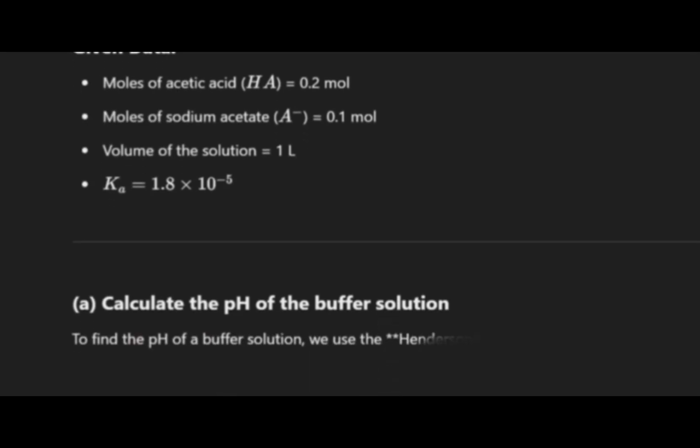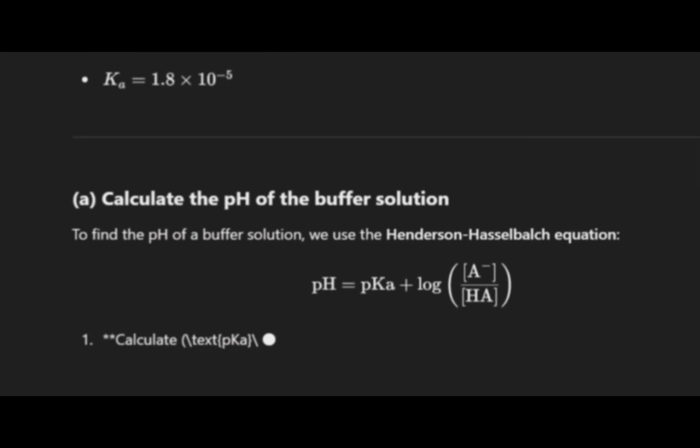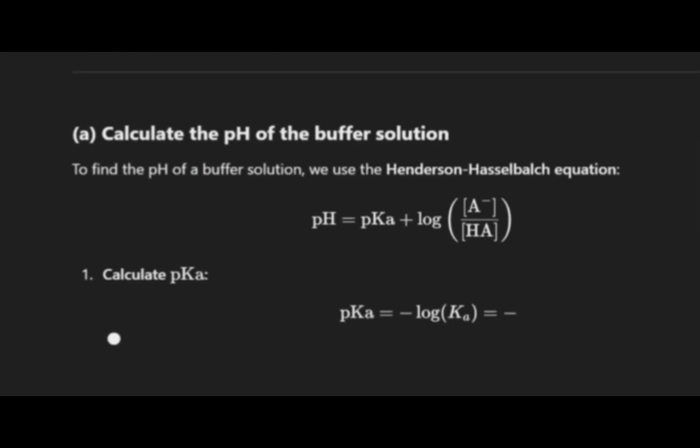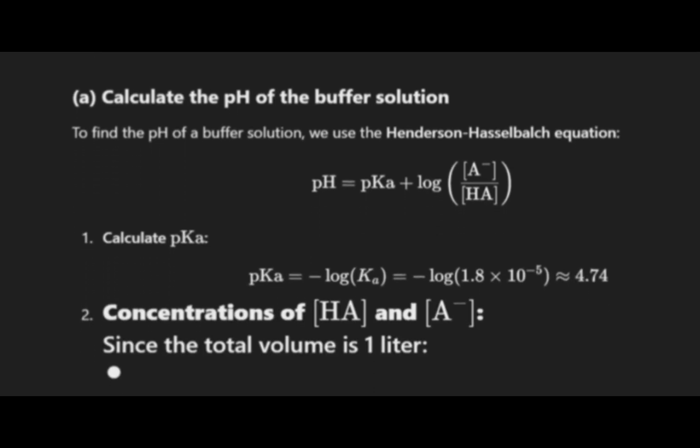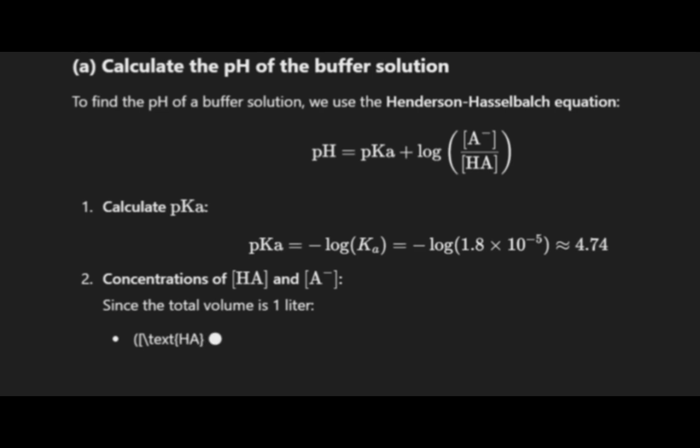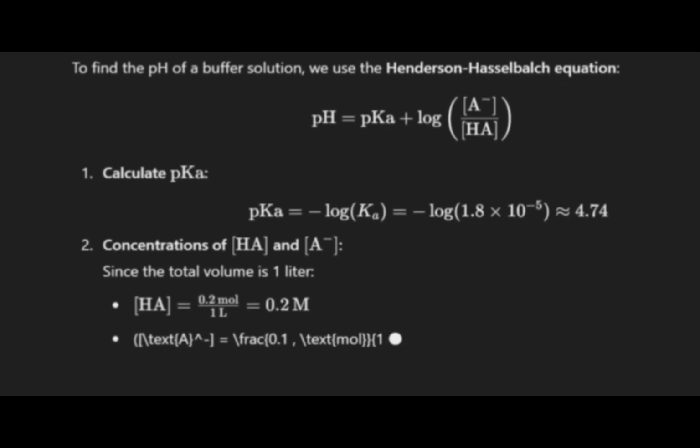First, we calculate pKa using the formula pKa equals negative log of Ka. Substituting the given value of Ka, pKa equals negative log of 1.8 × 10⁻⁵. This gives us pKa equals 4.74. Next, we substitute the concentrations into the Henderson-Hasselbalch equation. The concentration of A- is 0.1 molar, and the concentration of HA is 0.2 molar.